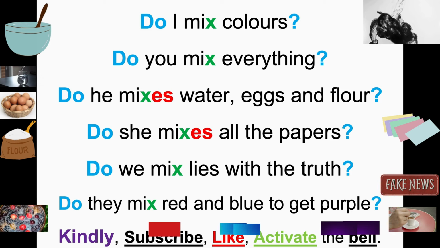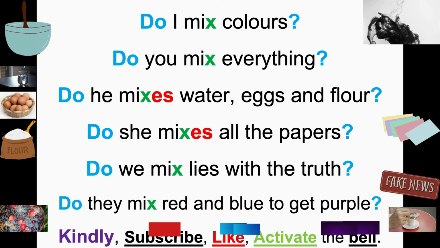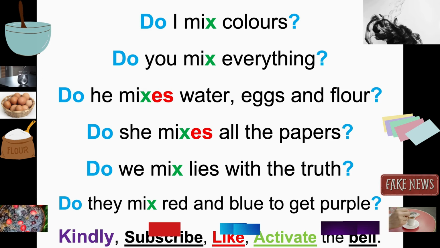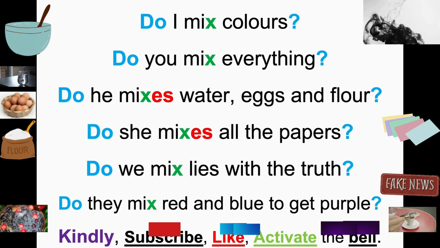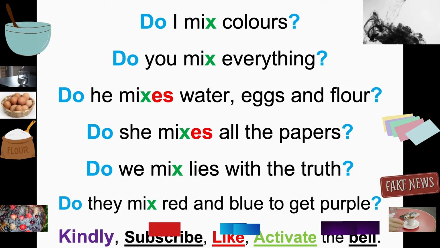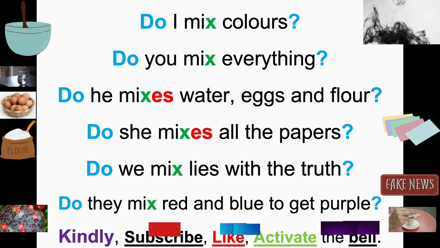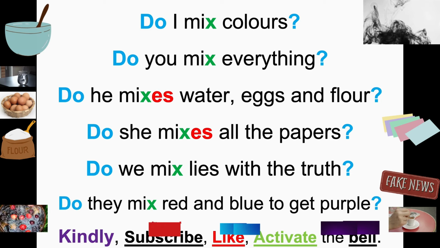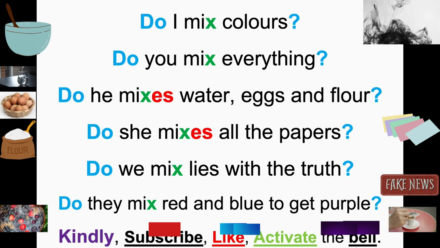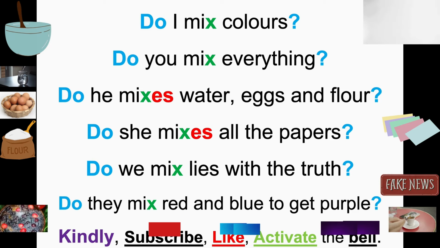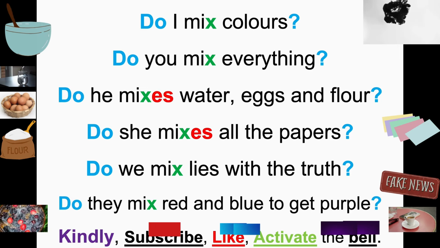If you say do he mixes, no, it's not correct. So please correct this mistake. Take ES and put it with do to become does. So does he mix water, eggs, and flour? And the same with she. Take ES from the verb and put it with do to become does. Does she mix all the papers? Do we mix lies with the truth? Do they mix red and blue to get purple?